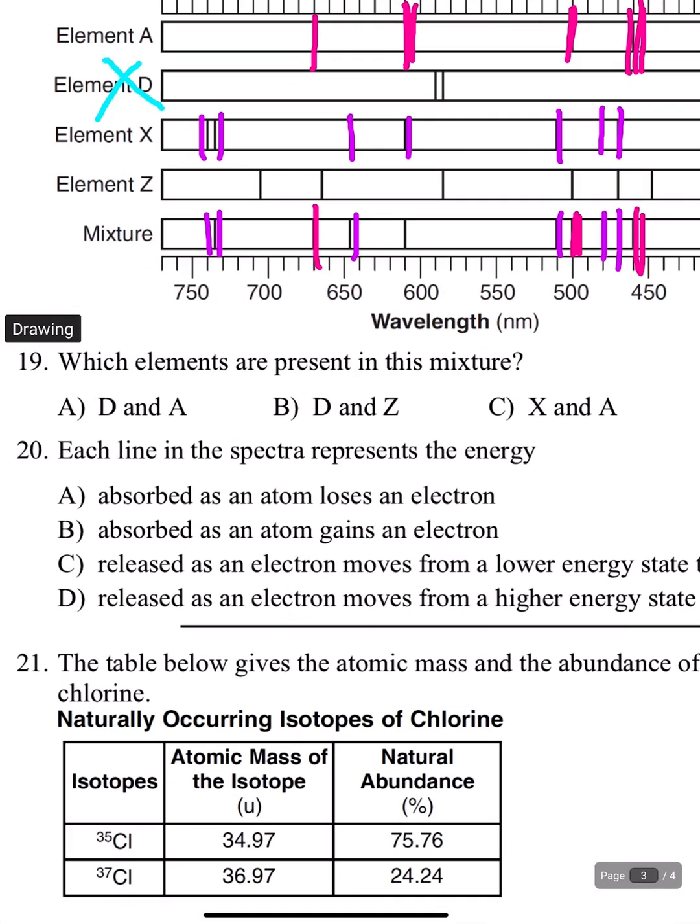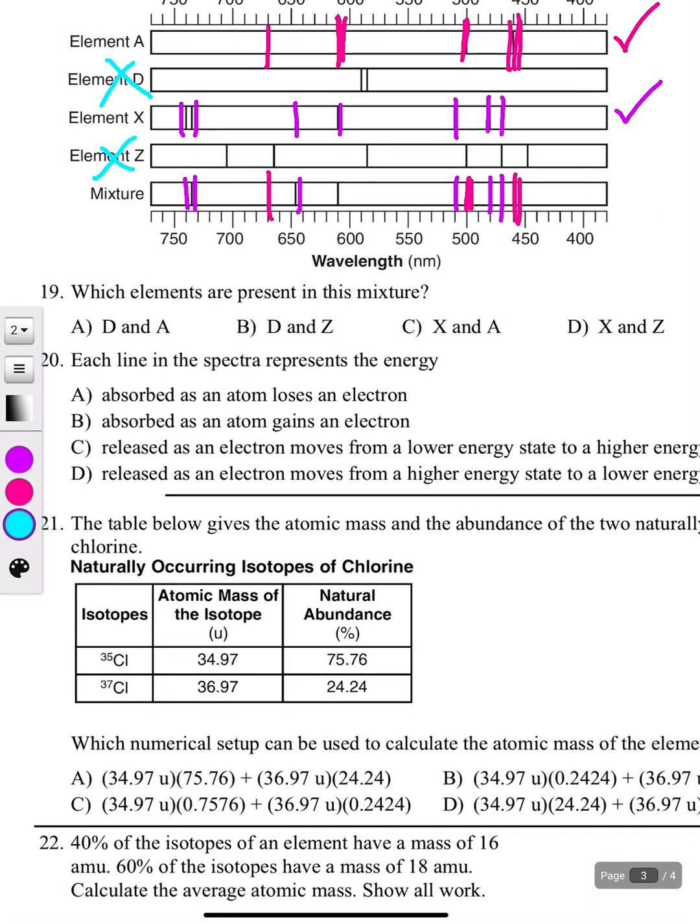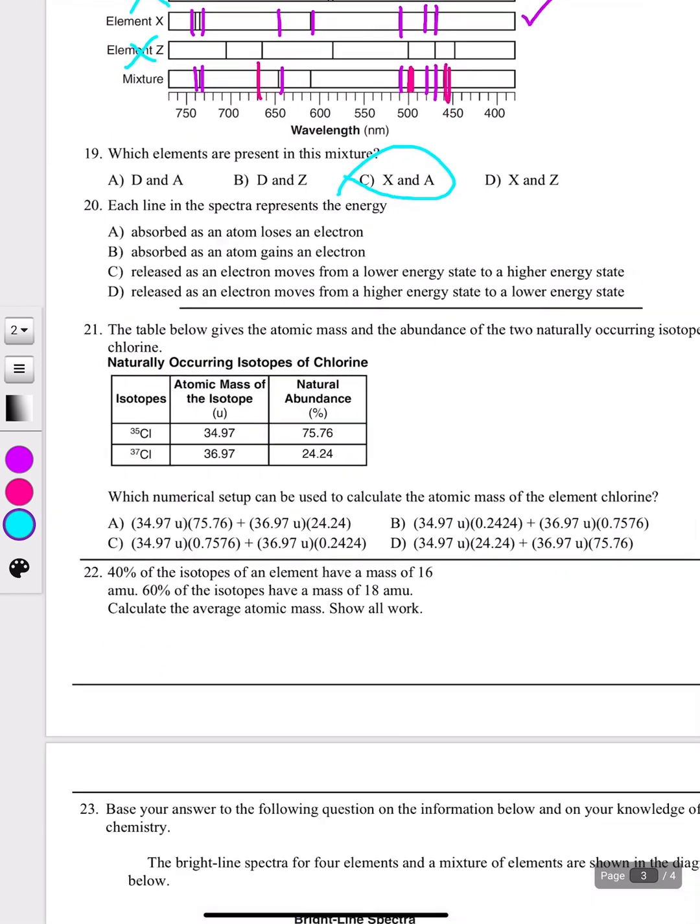And let's go to the last one. I can stop right here at the first line because that one is not in that mixture. So element Z is not in this mixture. So my answer would be element A and X, which would be C.